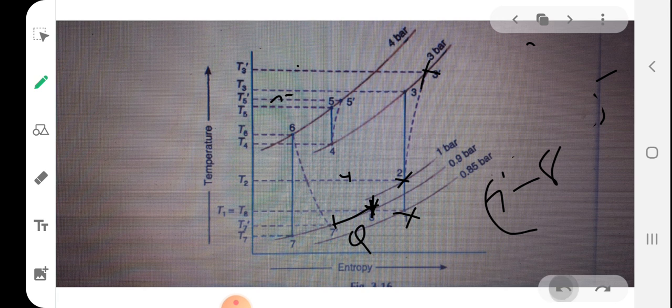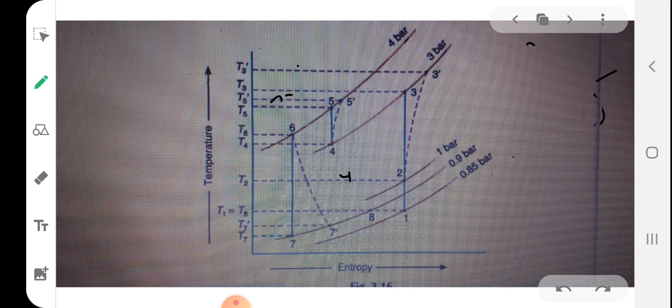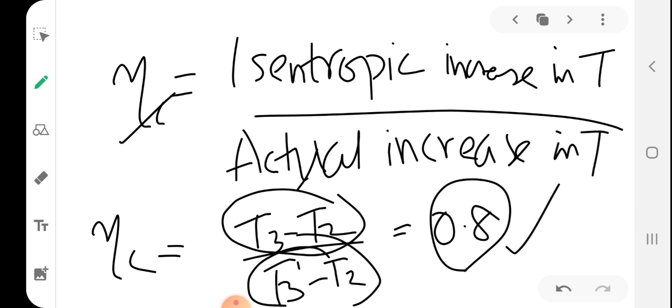Okay, now we will try to solve the problem using our relations for isentropic and adiabatic equations. Okay, how to find out?